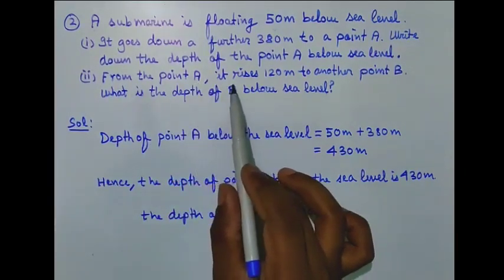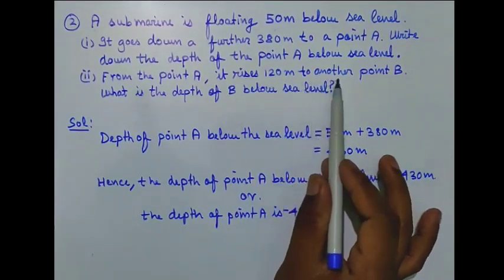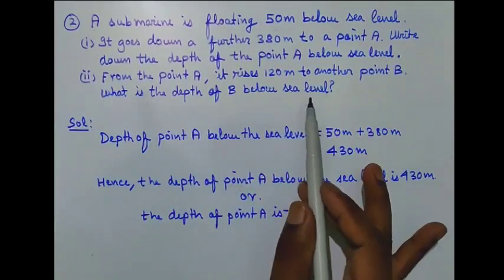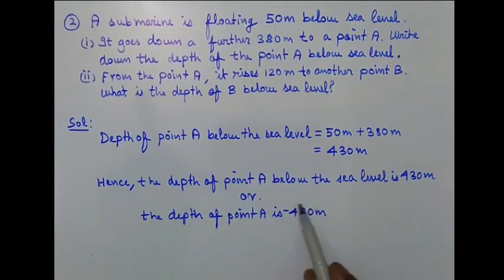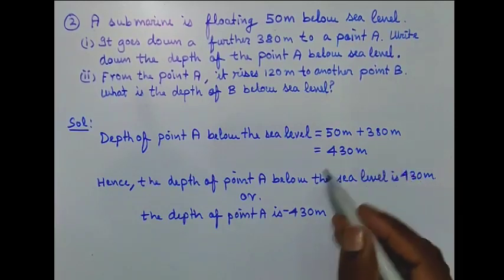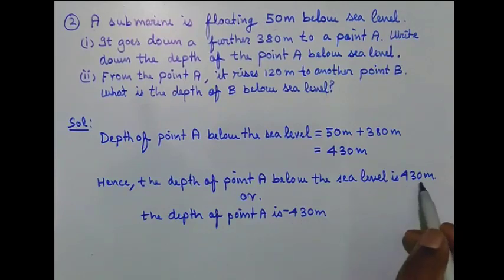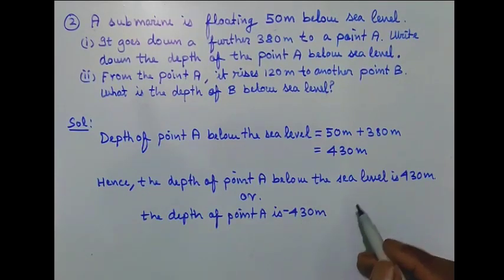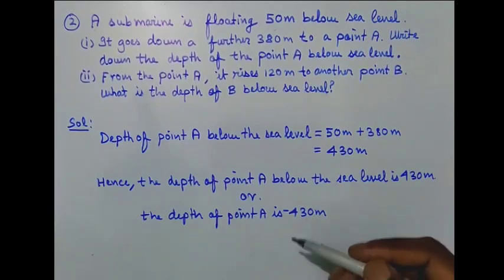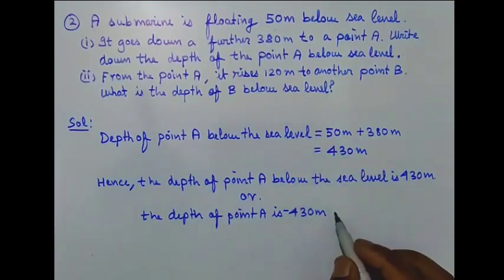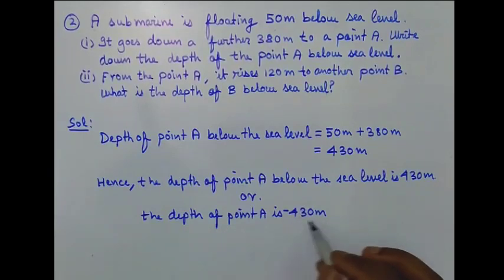From the point A, it rises 120 meter to another point B. What is the depth of B below the sea level? If the submarine goes down further to 380 meter, it comes to a level of minus 430 meter, or you can say 430 meter below the sea level. Now it further rises. Now it does not go down, but it rises by how much? By 120 meters. So what will you do? You will simply add 120 meter to the current depth, that is point A. So let's do it.